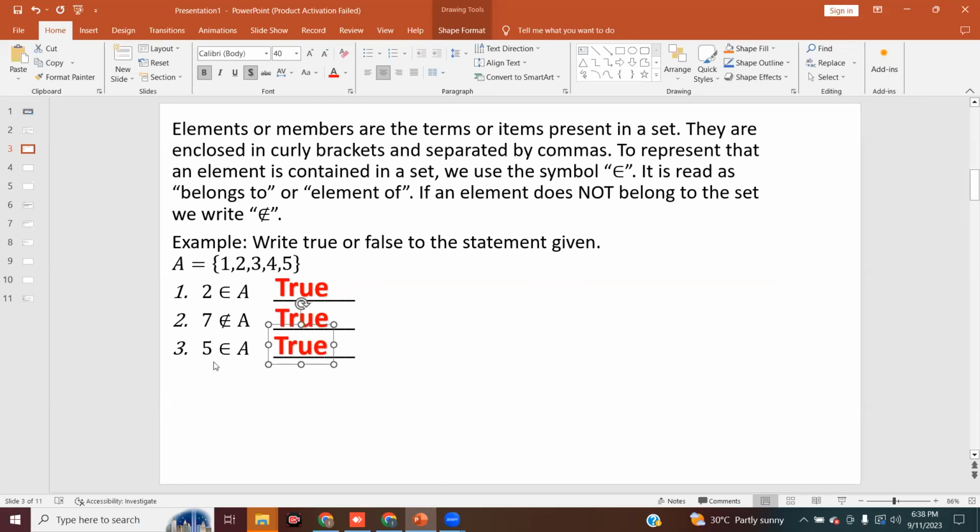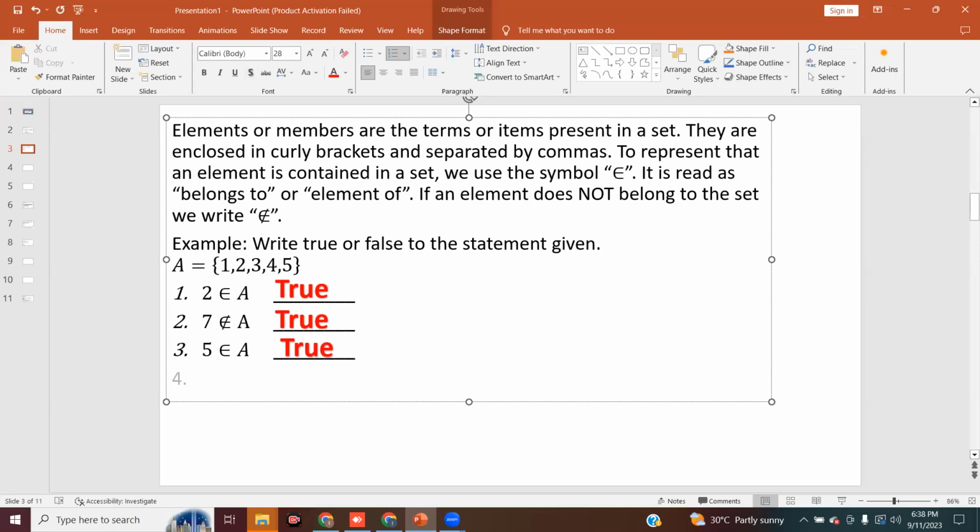So 5 is an element of A. Latavia, what do you have for that one? True or false? What do you have for number 3? True or false? True. Why do you say true? Because 5 is the element of A. Very good, because 5 is the element of A.